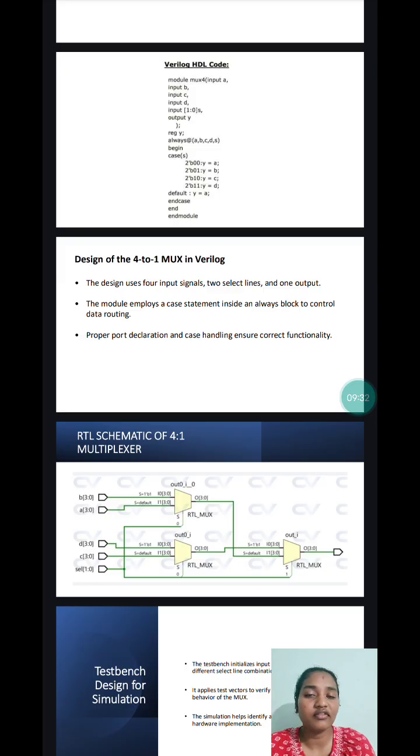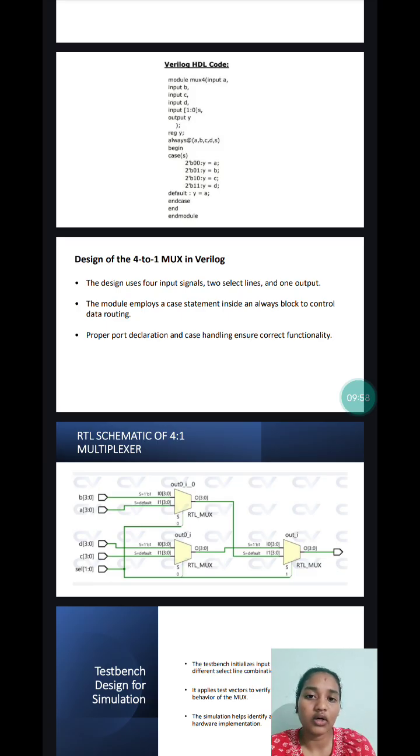It means if it is 0 0, the output will take A as the input. If it is 0 1, the output will take B as an input signal. If it is 1 0, the output will take C as the input. If it is 1 1, the output will take D as an input signal.